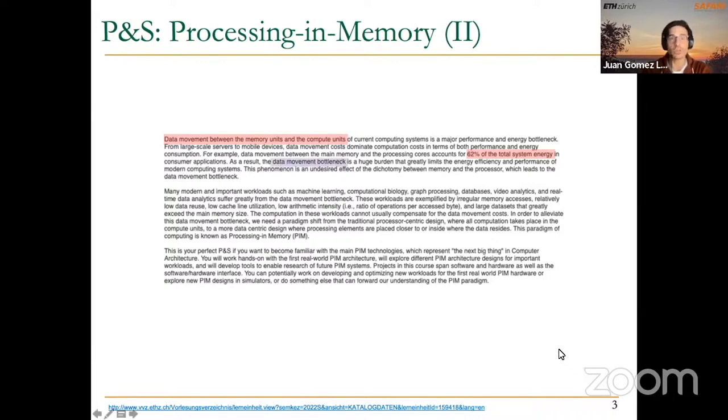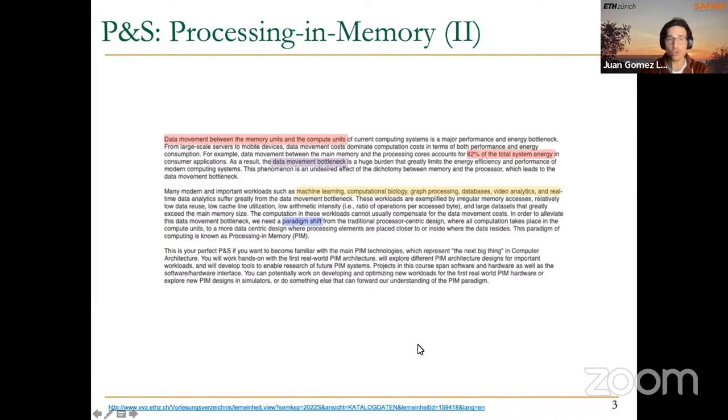This is what we call the data movement bottleneck, and it's essentially the main issue that we are going to try to solve in this course. This data movement bottleneck affects many important workloads these days, like machine learning, computational biology, graph processing, databases, video analytics, etc. And you will see some examples of these workloads over the course of this semester.